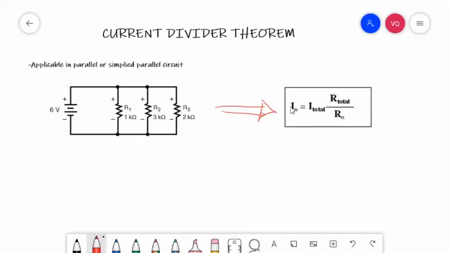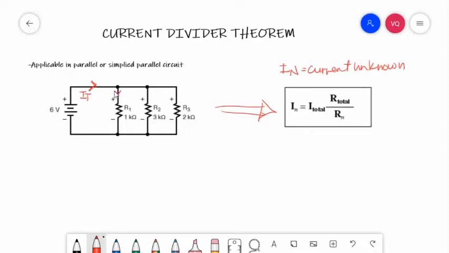IN, the unknown current, is equal to I total multiplied by R total divided by the resistance of the unknown current. So, where does this formula come from? We will try to get this by analyzing our circuit. In a parallel circuit, as we discussed earlier, this is the total current flowing in the circuit, IT. And there will be a current going down here, because the flow of current is from negative to positive.